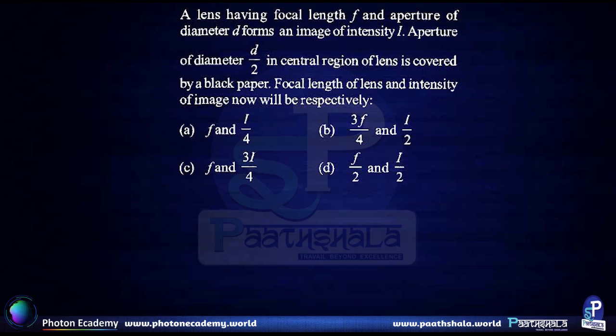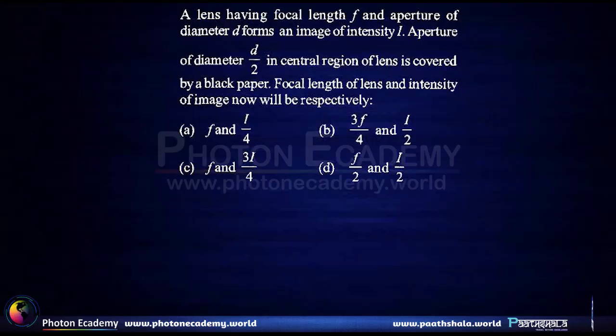A lens having focal length f and aperture of diameter d forms an image of intensity I. Aperture of diameter d by 2 in the central region of the lens is covered by a black paper. The focal length of the lens and intensity of the image now will respectively be, we have to find out what it is.